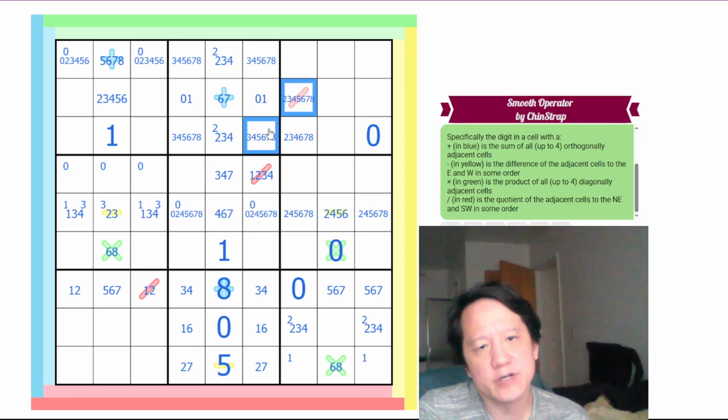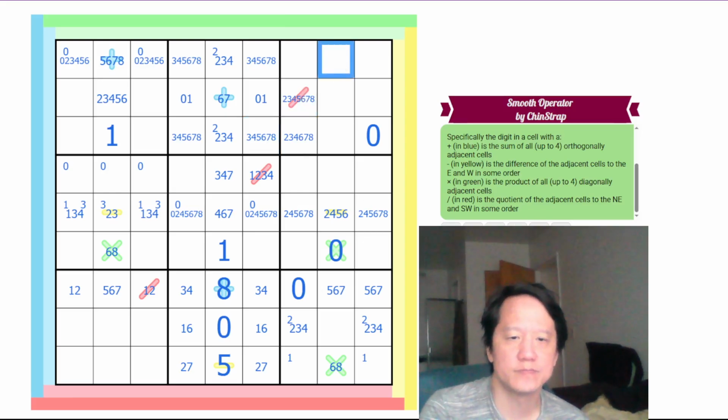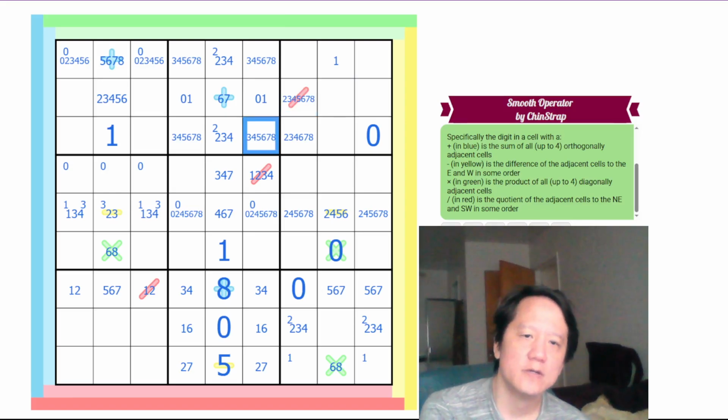How are these multiplied together or divided together? So 8 and 8 gives you 1. 8 and 4 gives you 2. 8 and 2 gives you 4. 7 and 7 gives you 1. 6 and 2 gives you 3. So this is 1, 2, 3, or 4.